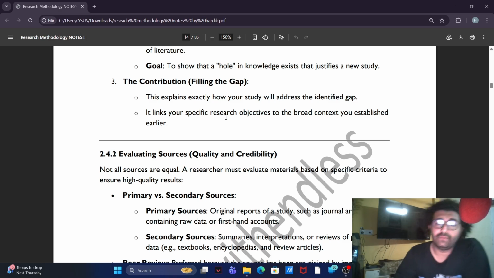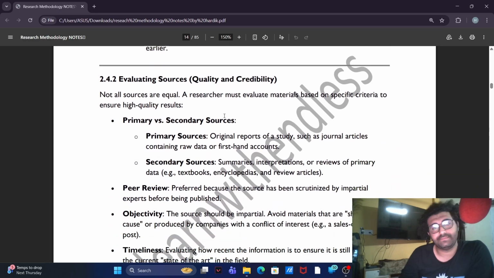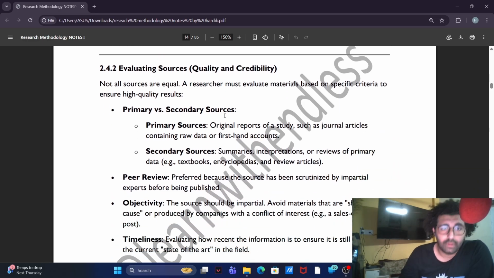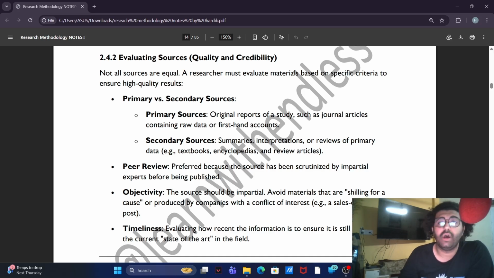The contribution, filling the gap. This explains how your research will address the identified gap. It links your specific research objectives to the broad context you established earlier. Next topic, evaluating sources, quality and credibility. Not all sources are equal. A researcher must evaluate material based on specific criteria to ensure high quality research.